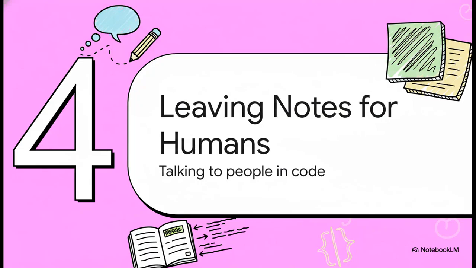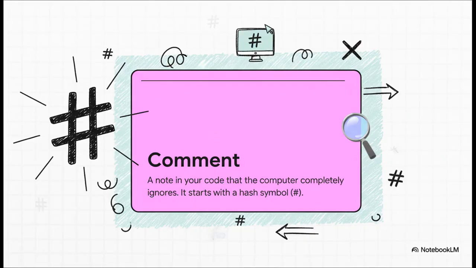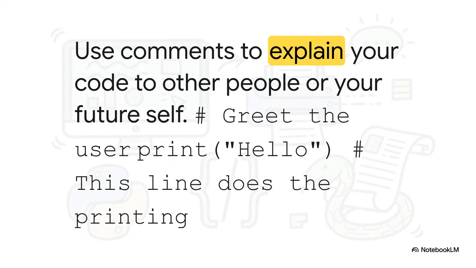All right, for our last topic, let's talk about something that the computer could not care less about, but is incredibly important for us humans, leaving little notes for ourselves right there inside the code. This is what we call a comment. It's any bit of text that starts with the hash symbol, or the pound sign. The second Python sees that symbol, it just completely ignores everything that comes after it on that line. A comment's only job is to let you explain what your code is doing to other people, or even to your future self.